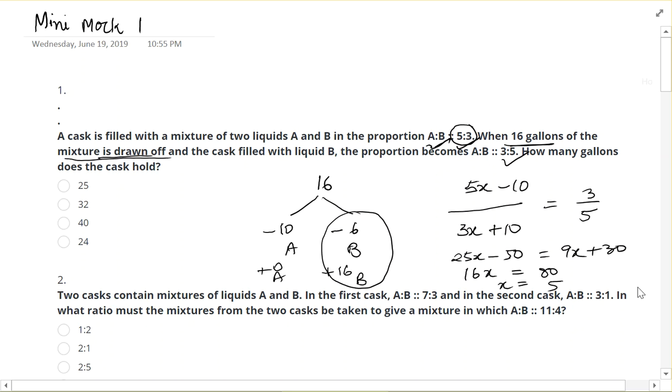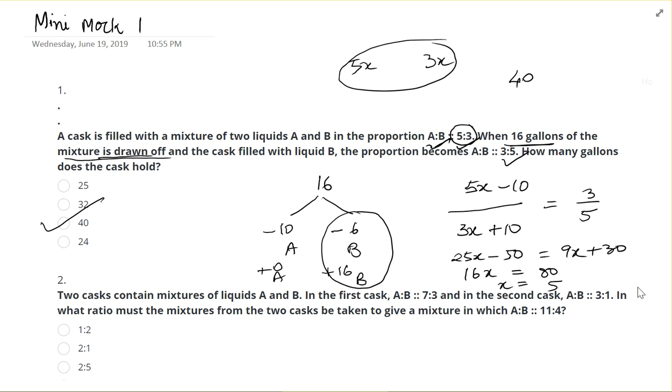So the initial concentration was 5 is to 3. That means 5x and 3x were our quantities. Total quantity was 8x, 8 into 5, that is 40. 40 liter is the capacity of cask. Sorry, it's not liter, it's gallons. 40 gallons is the capacity of the cask.